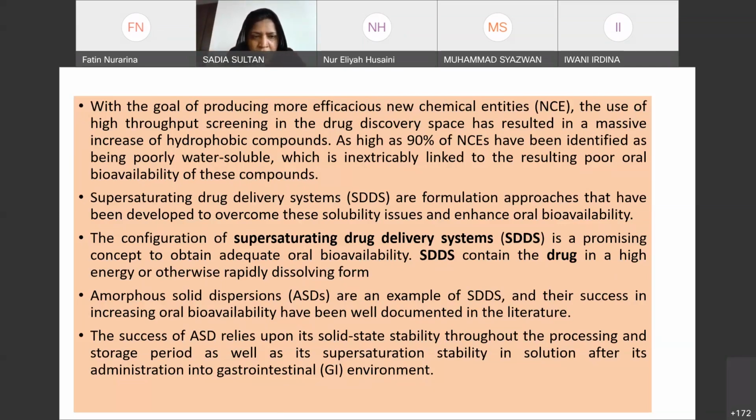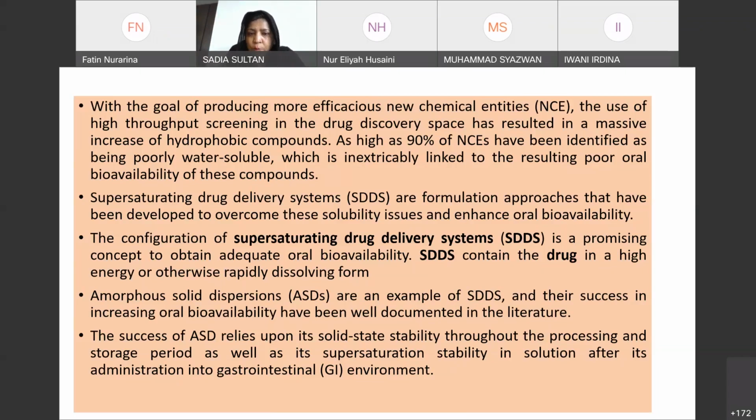So the success of amorphous solid dispersion depends on the solid state stability throughout the processing. When the drug is going through the amorphous solid dispersion process, the drug should be stable, right? Okay, I will tell you what this amorphous solid dispersion is, right?